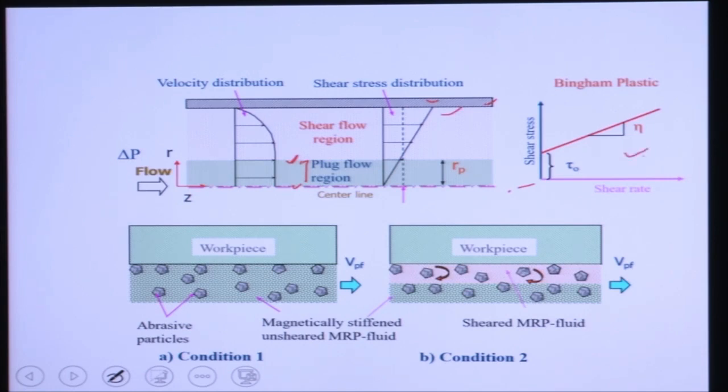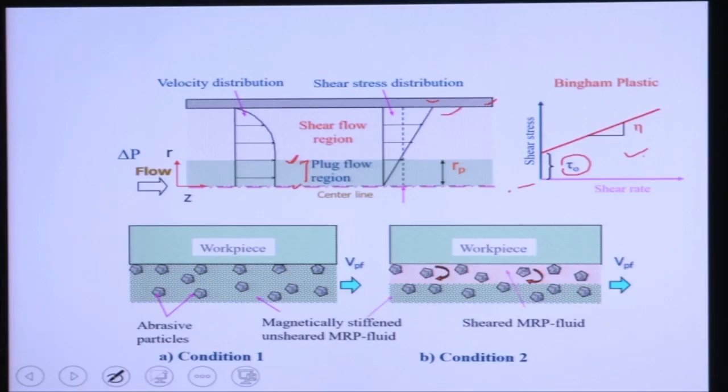For this Bingham plastic fluid, it is a non-Newtonian fluid. This MR fluid, with the application of magnetic field, can be considered as a Bingham plastic fluid. So here there is a shear stress tau 0. This is called the yield stress of this fluid. When the applied shear stress is greater than the yield stress of this fluid, only then does the fluid flow, otherwise there is no flow of fluid.